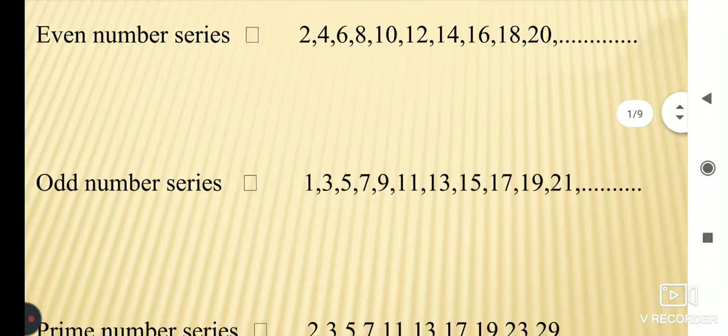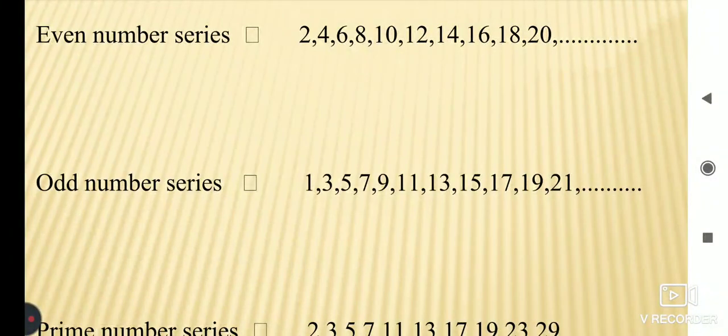The third number series is the odd number series: 1 3 5 7 9 11 15 17 21 23. These are all odd numbers. If we add 2 to an even number, the result is an even number. If we add 2 to an odd number, the result is an odd number. So this pattern follows plus 2.